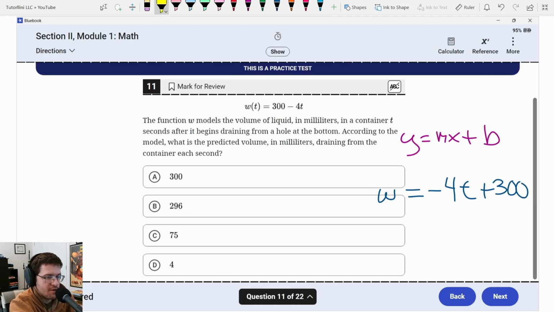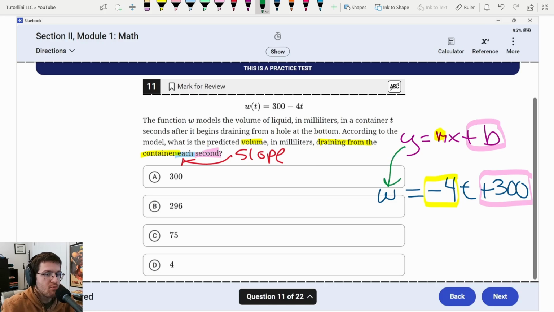And you see, oh, the slope is negative 4 and the y-intercept is positive 300. So the question says, what is the predicted volume draining from the container each second? So each is like a slope keyword, and the slope is the change in y when x goes up by 1. Well, you could see y is the w, the volume, and x is the time. When time goes up by 1, in other words, each second's going up by 1.